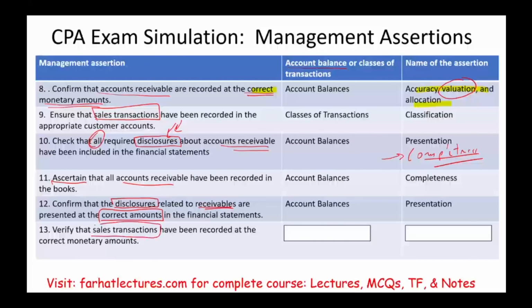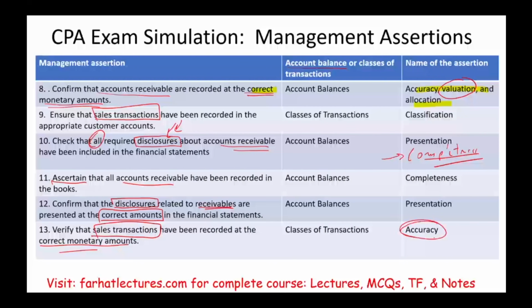Verify that sales transaction, classes of transaction, has been recorded at the correct amount. So it's a transaction, correct amount is accuracy, valuation, but for the classes of transaction, the correct one is accuracy. But you understand, we're looking at the proper amount.